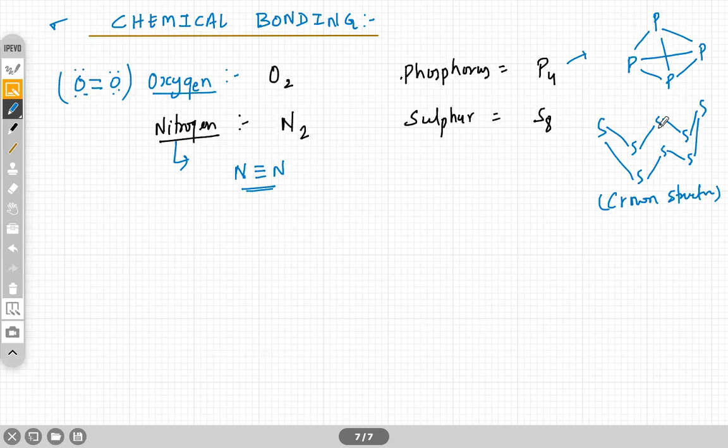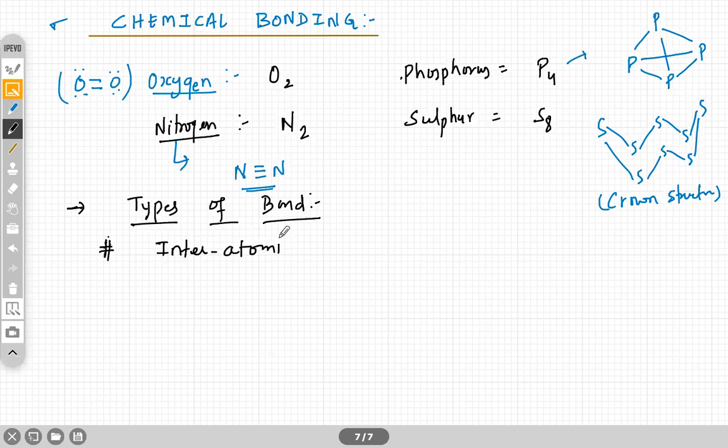See, first of all, bonds are classified into two main categories. You must not have done all these things. Types of bond, you write down. Two types of bond we have. The first type is the interatomic bond. What do you understand by this term, interatomic bond? Between atoms, right? A bond between atoms. So this is basically interatomic bonds.